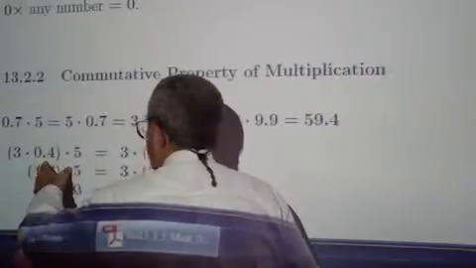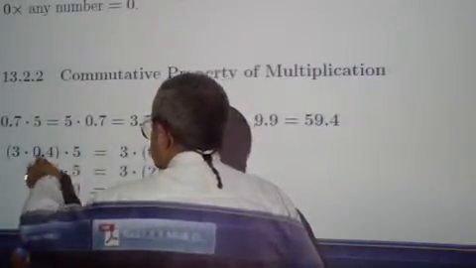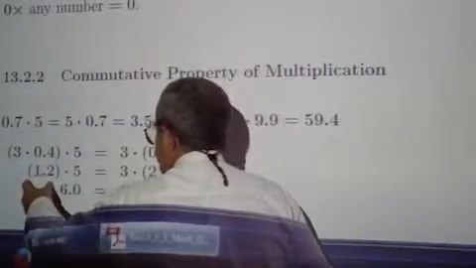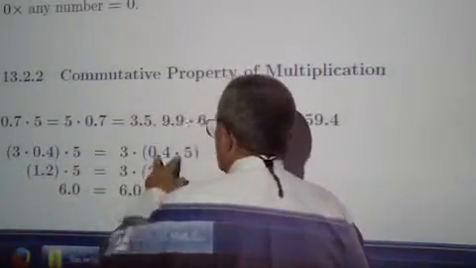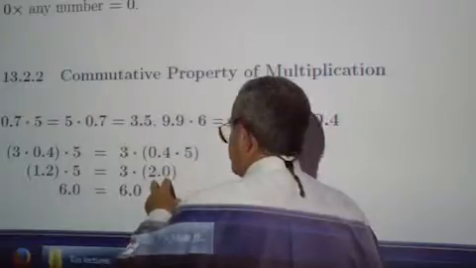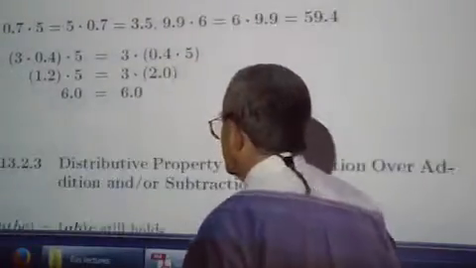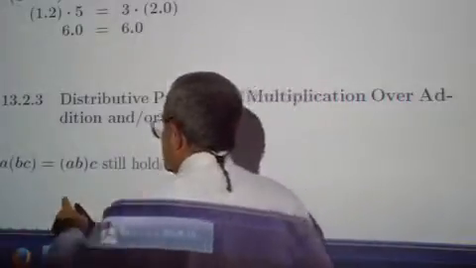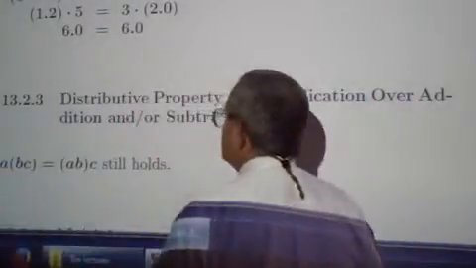3 times 0.4 times 5. Multiply 3 by 0.4, that's 1.2, and then you get 6. Or multiply 0.4 times 5, you get 2, and then you get 6. Okay? So this is for the associative property.